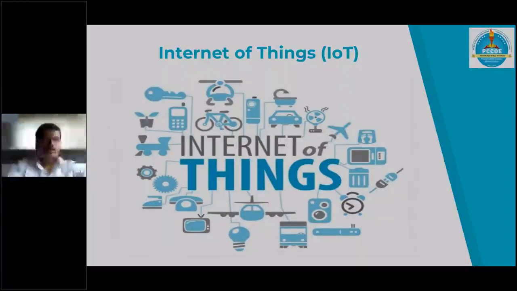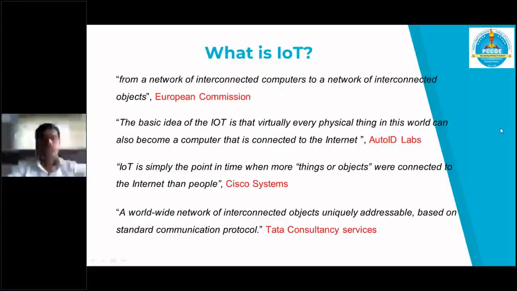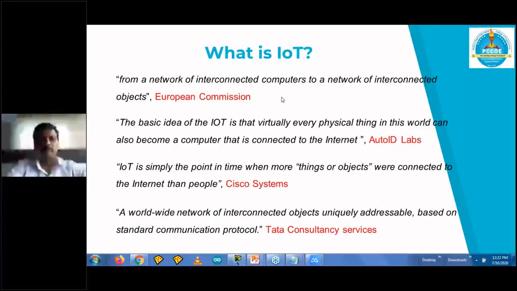Now, one of the reputed organizations, the European Commission, has defined IoT as moving from a network of interconnected computers to a network of interconnected objects. Currently, we have discussed what is meant by computer networks, where computers are connected, form a network, and are able to exchange information with each other. In the same way, instead of computers, any kind of object that can be connected to the internet may be able to send or communicate messages. Okay, that is the simple definition provided by the European Commission.